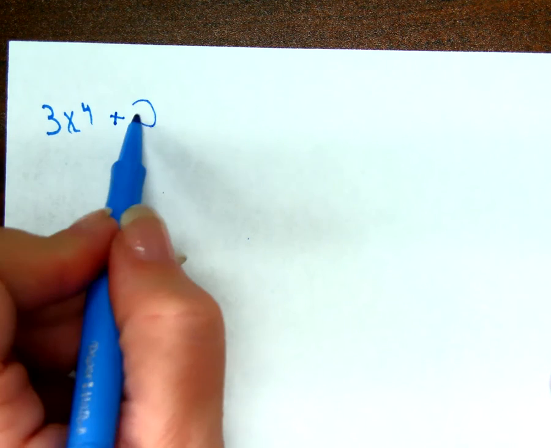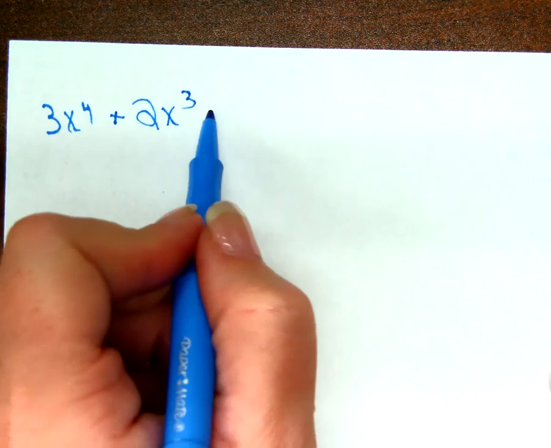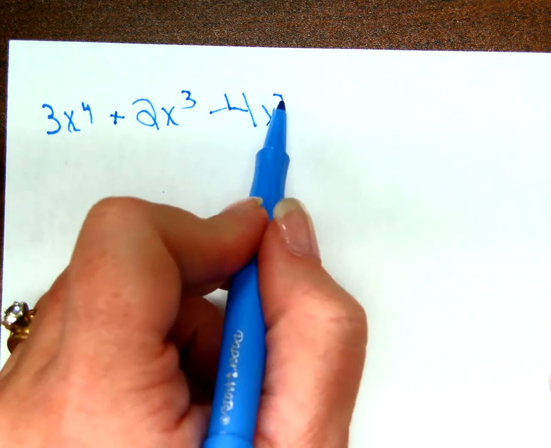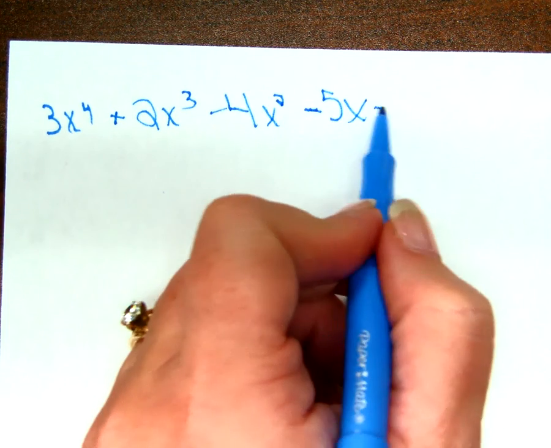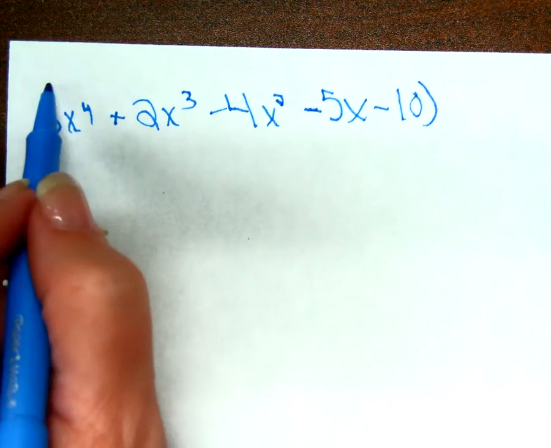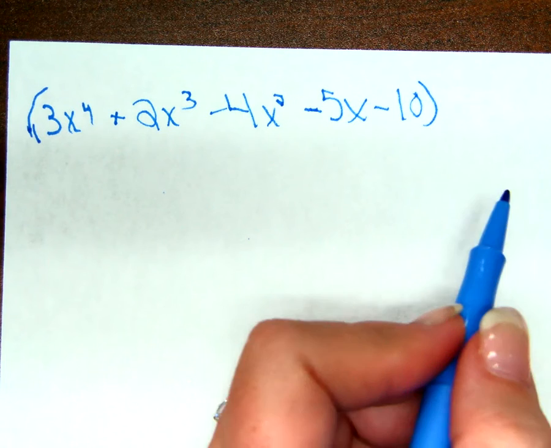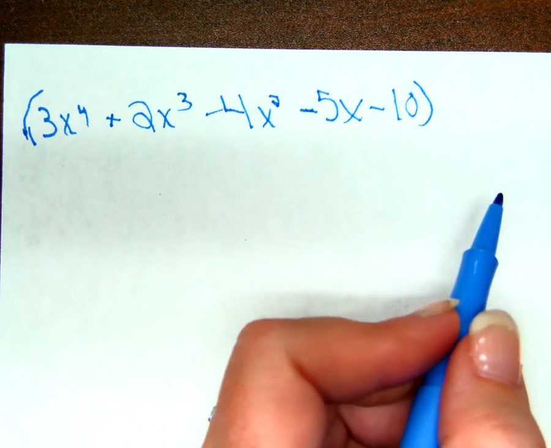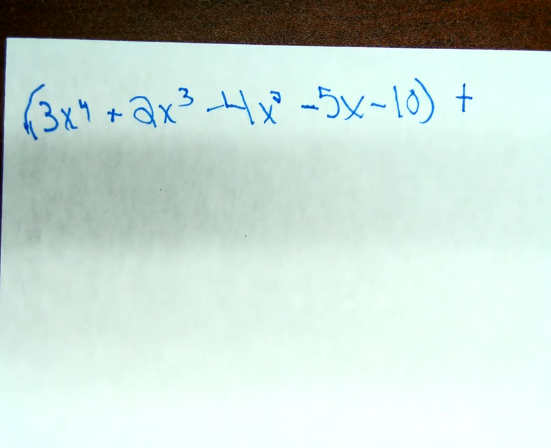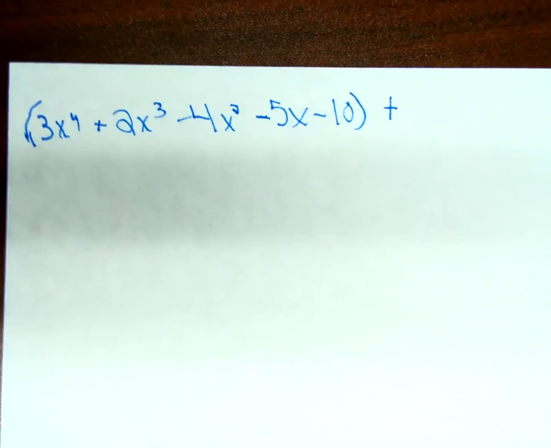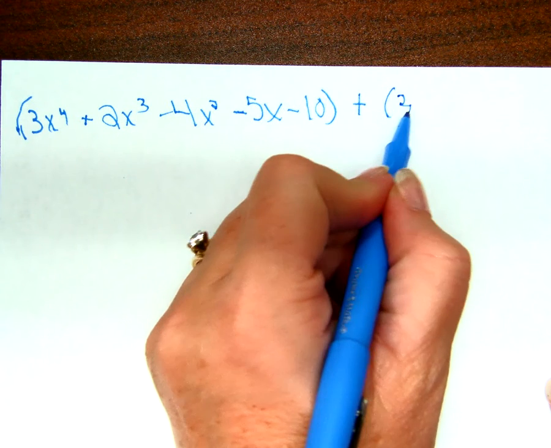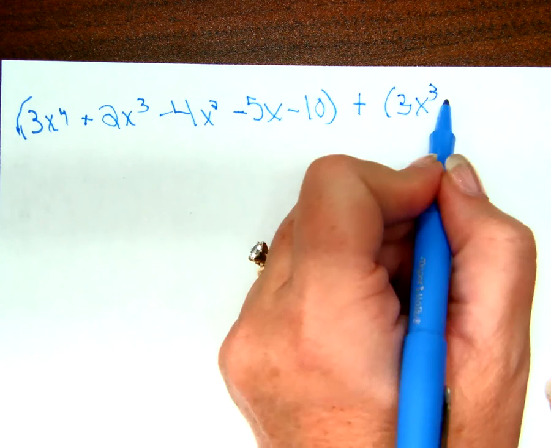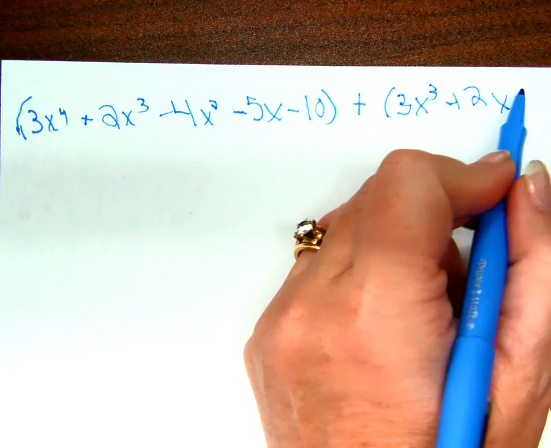All right, 3x to the fourth plus 2x to the third minus 4x squared minus 5x minus 10. Plus 3x to the third plus 2x plus 5.